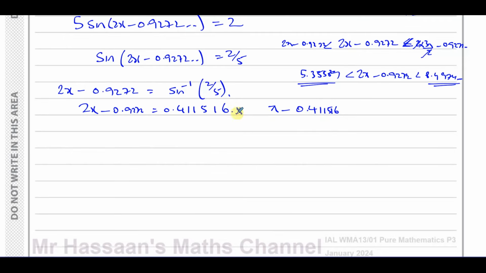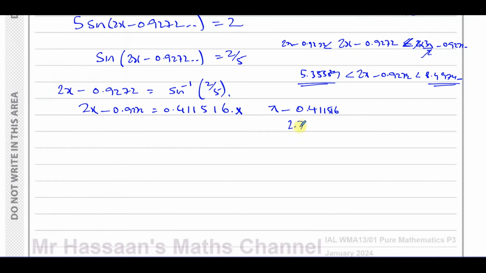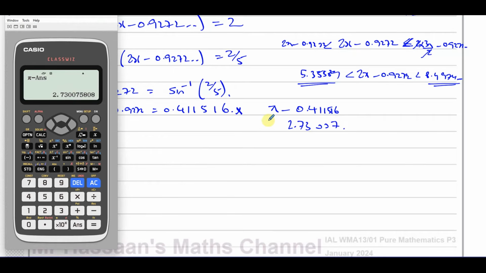This angle is not in our range because we have to start from 5.355 and end at 8.497. So I'm going to do pi minus this angle to give me the other angle in the range. So we're going to take this and do pi minus the answer, which gives us 2.73007. That's still not in the range.